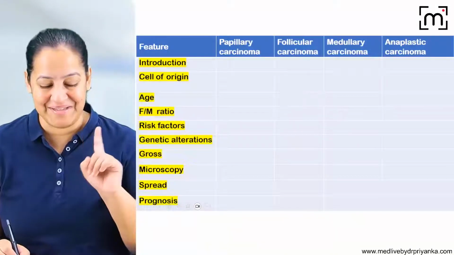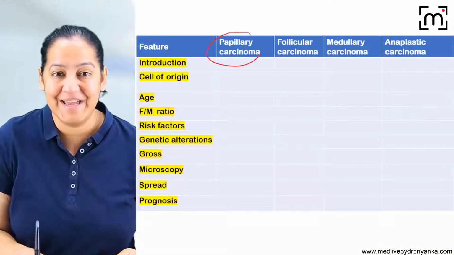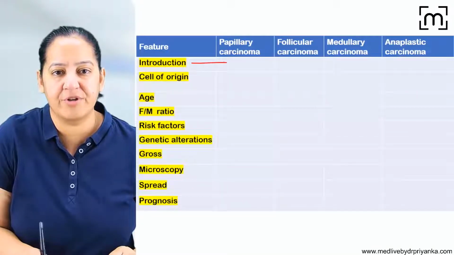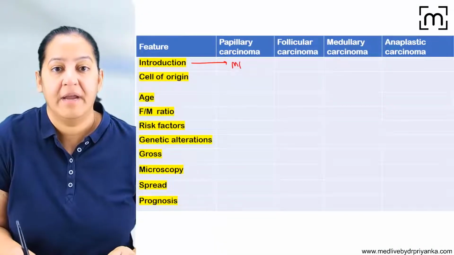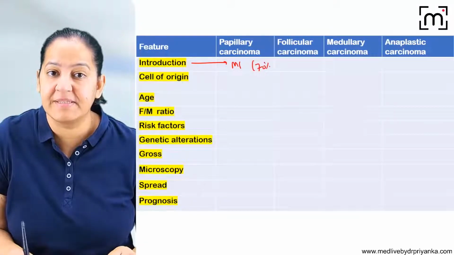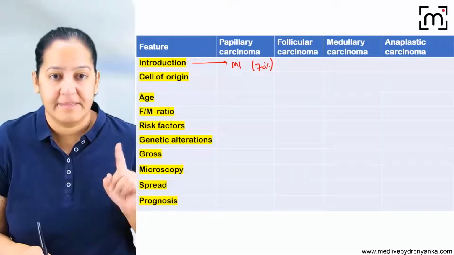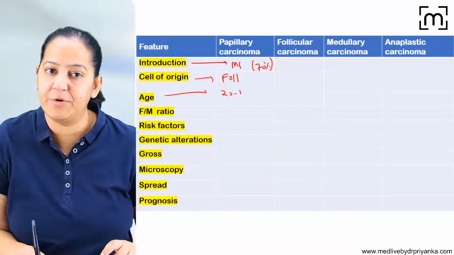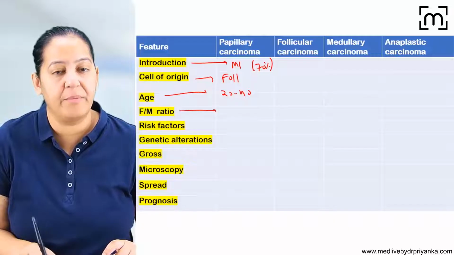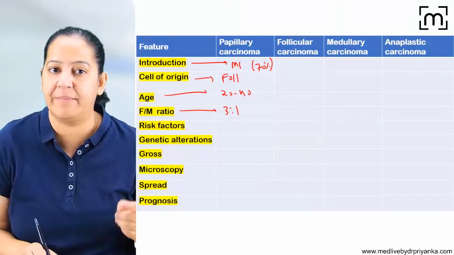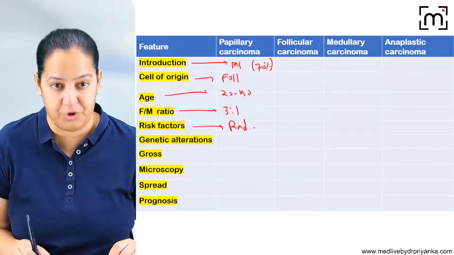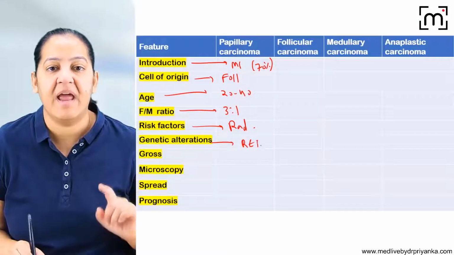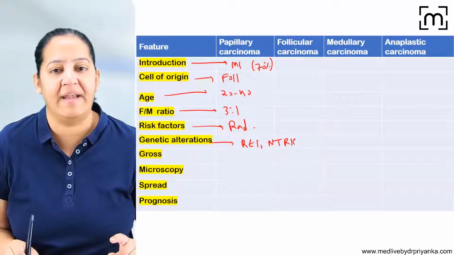So we are done with the first one, the papillary carcinoma. Can we revise it quickly? We have to go through 3 more. Among the 4, in the introduction, write down this is the most common. It constitutes 70 to 75% of the total. Cell of origin, it arises from the follicular cell. Age, it occurs in young females, 20 to 40 years. Female to male ratio is 3:1, more common in females. Risk factor is radiation exposure. Genetics, the mutations are in the RET gene and anti-RK gene.